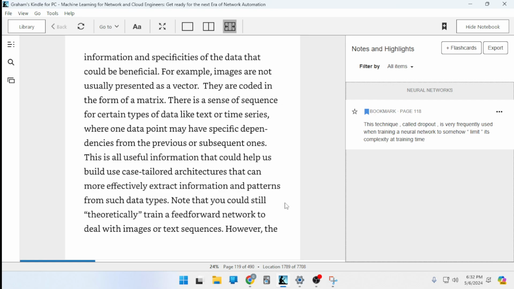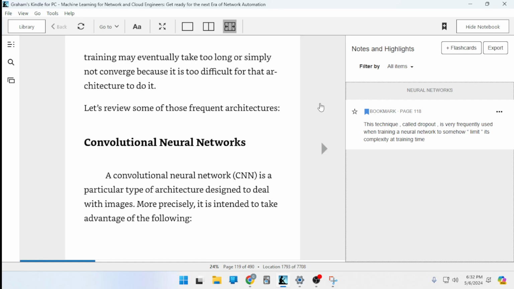Note that you could still theoretically train a feed-forward network to deal with images or text sequences. However, the training may eventually take too long or simply not converge because it is too difficult for that architecture to do it. Let's review some of those frequent architectures.